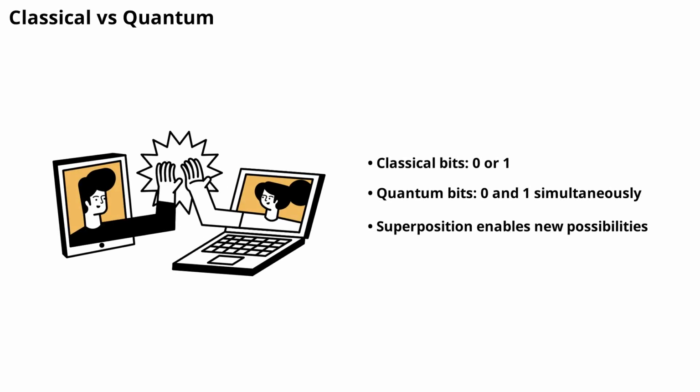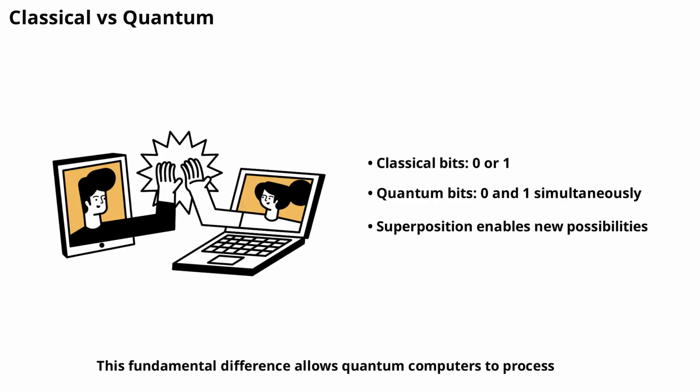To appreciate quantum computing, it helps to compare it with classical computing. Classical computers process information using bits, which are like tiny switches that can be either on or off, representing a 1 or a 0. Every app you use, every website you visit, is powered by billions of these bits working together. Quantum computers, on the other hand, use qubits. Qubits can be both 0 and 1 at the same time, thanks to a property called superposition. This fundamental difference allows quantum computers to process information in ways that classical computers simply can't.